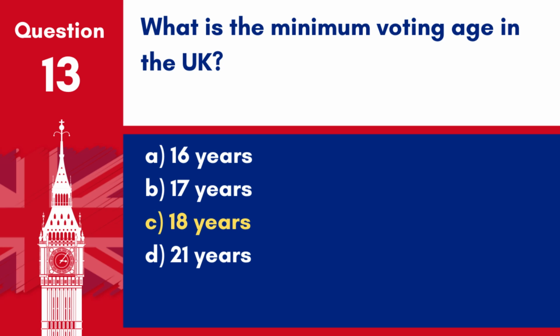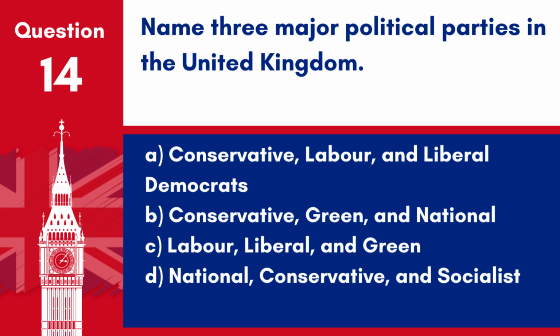Answer: C. 18 years. The minimum voting age in the UK is 18 years. Question 14. Name 3 major political parties in the United Kingdom. A. Conservative, Labour and Liberal Democrats. B. Conservative, Green and National. C. Labour, Liberal and Green. D. National Conservative and Socialist.